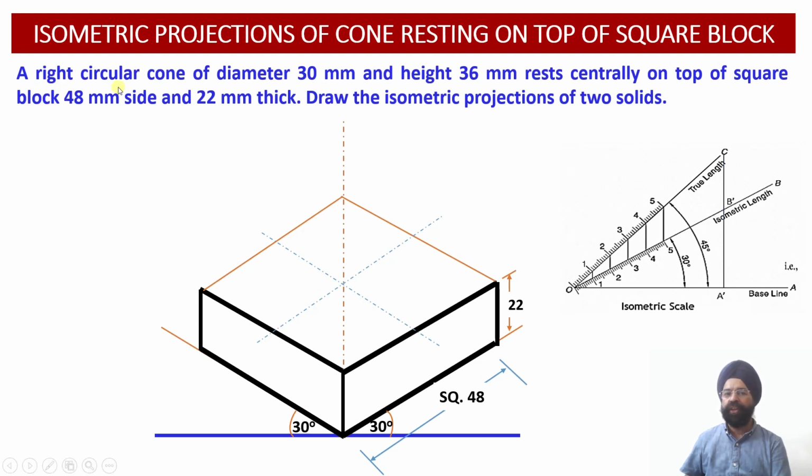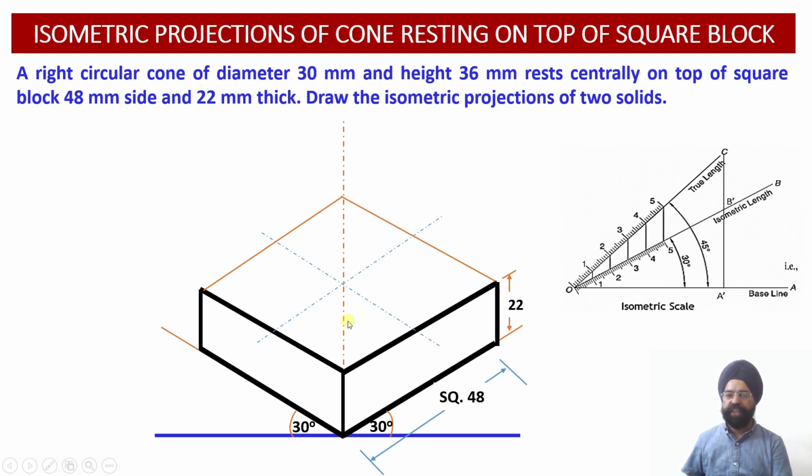So what is the diameter of the circle? The diameter of the circle happens to be 30 millimeter. So since the diameter is 30, and as usual we are going to assume that this circle has been inscribed within a square, what will be the edge of the square? The edge of the square will be equal to 30 millimeter. So here on top of the square block, I need to construct another square in isometric projection such that the two edges of the square will be equal to 30 millimeter each.